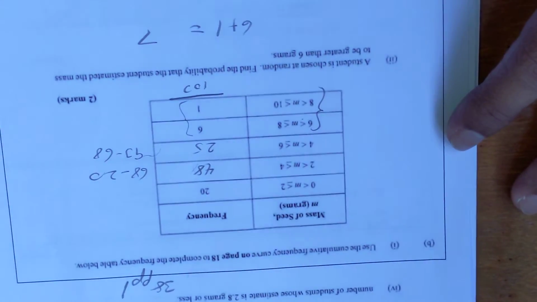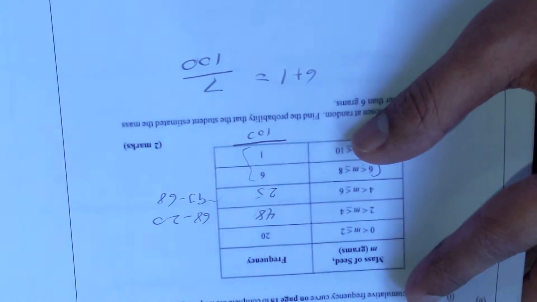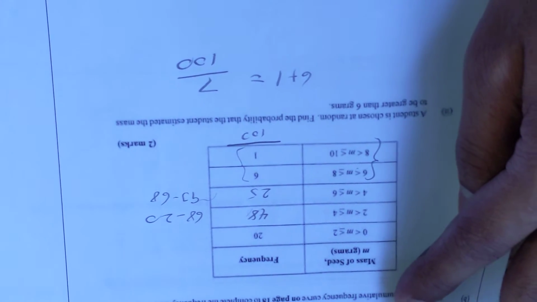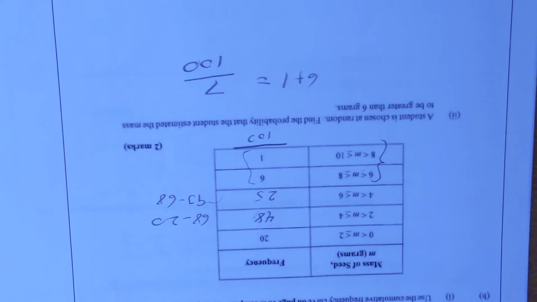And again, probability always has to be about how many people we were looking at. We were looking at 100 students, and we're going to see that here as well. So 7 out of the 100 had a mass greater than 6 grams. So that's one part. We're going to look at one more just to finish off.